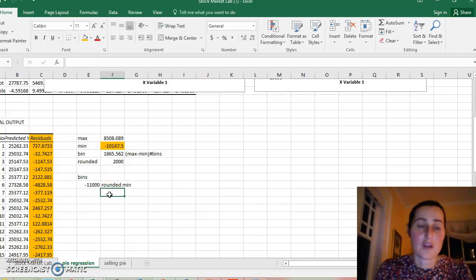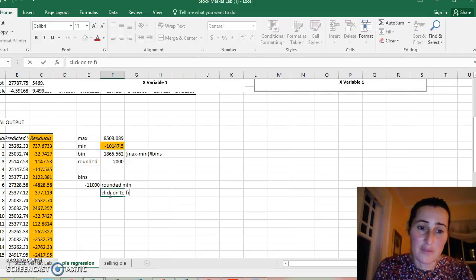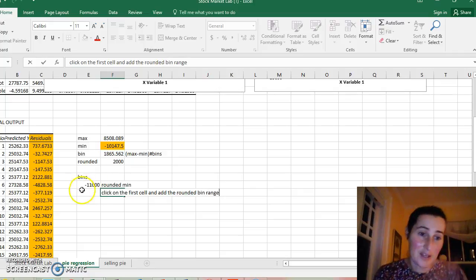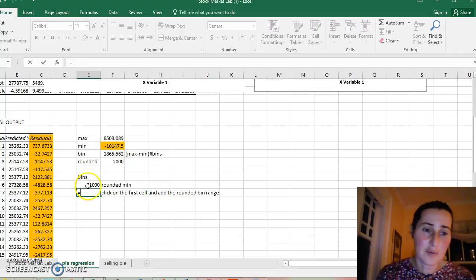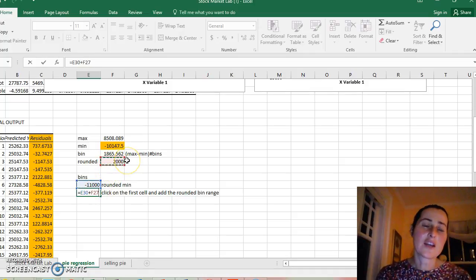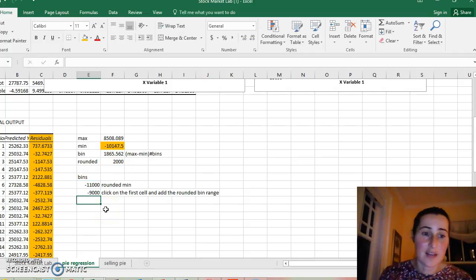The next one is always the hardest one, the second one. And this one is where we click on the first cell and add the rounded bin range. Okay. So I'm going to say equals. I'm going to click on that first cell. So I'm always referencing the cell right above it. And I'm going to plus the rounded bin. Now, since I always want to be adding this exact same amount, I don't ever want it to change. I'm going to absolute reference that with dollar signs. Okay. And now I've done that cell.